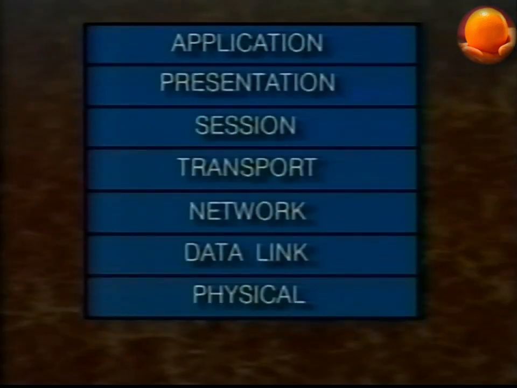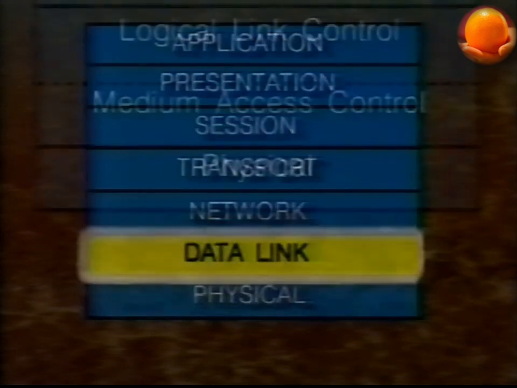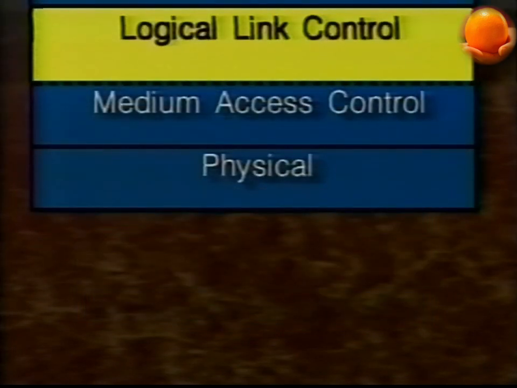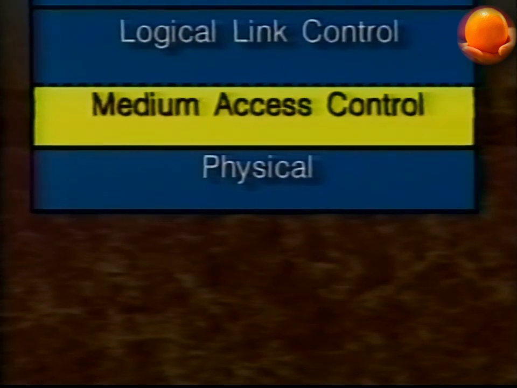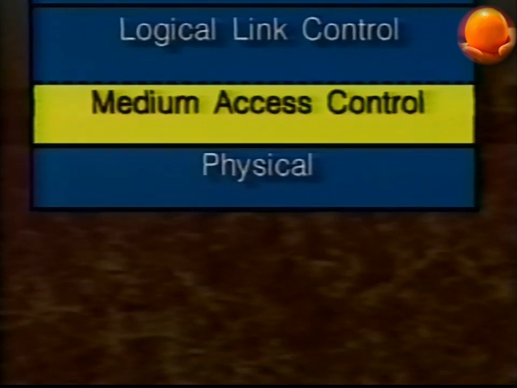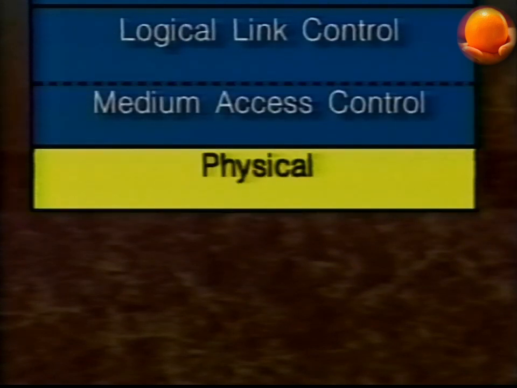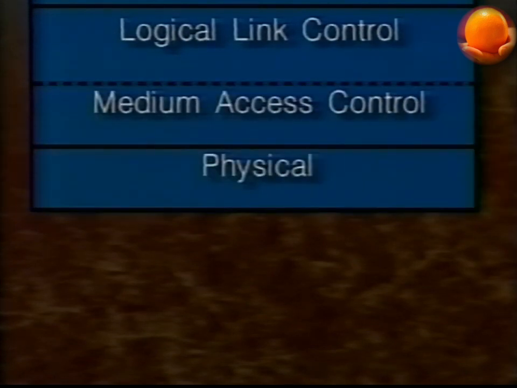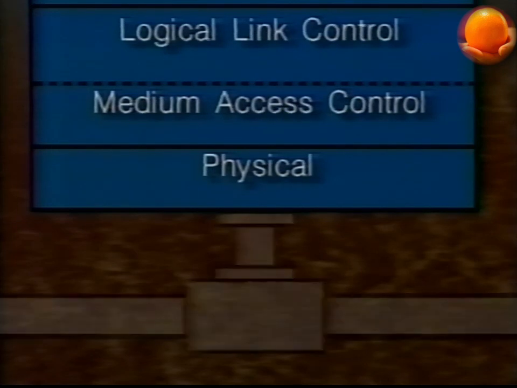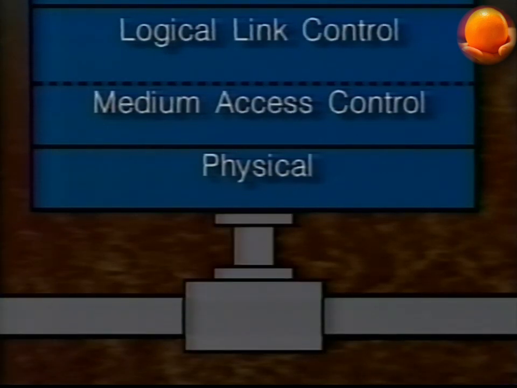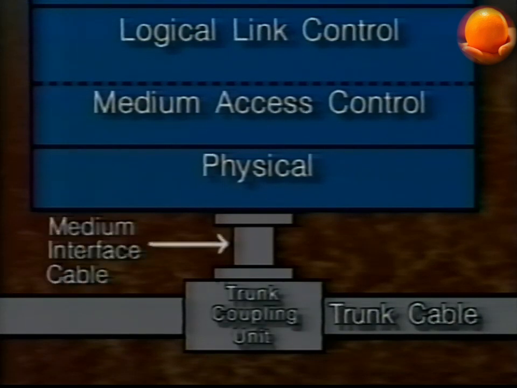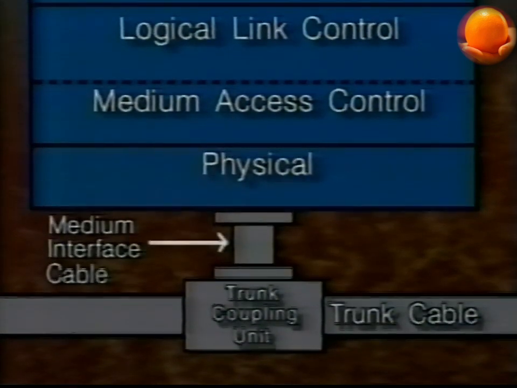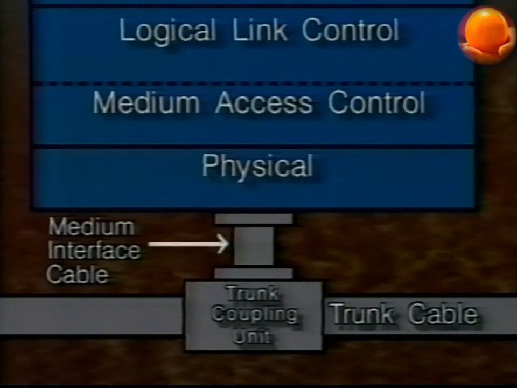The OSI data link layer is divided into a logical link control sublayer and a medium access control sublayer. Below the MAC sublayer is the physical layer. The standard also defines the characteristics of the physical transmission medium called the trunk cable, a trunk coupling unit, and a medium interface cable used to attach the LAN adapter to the trunk coupling unit.